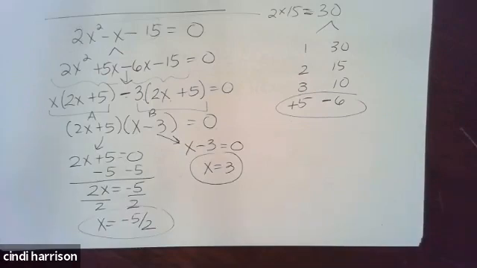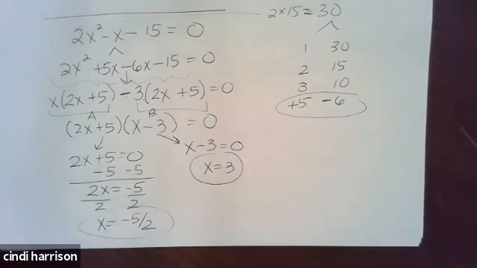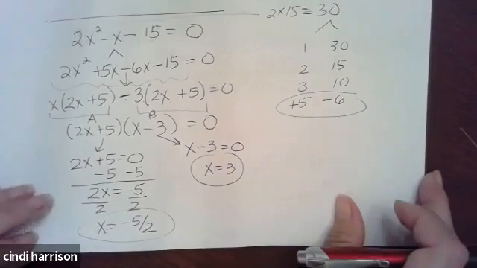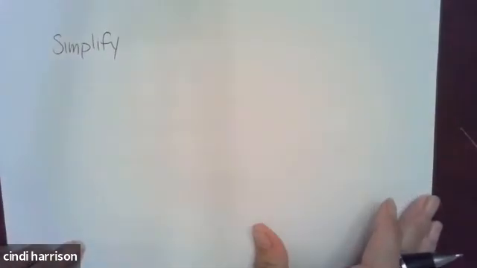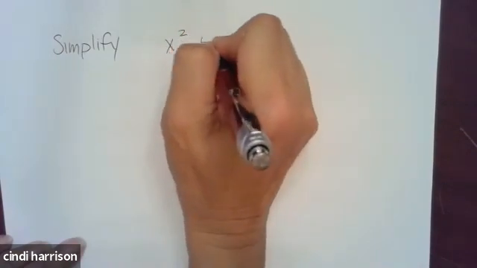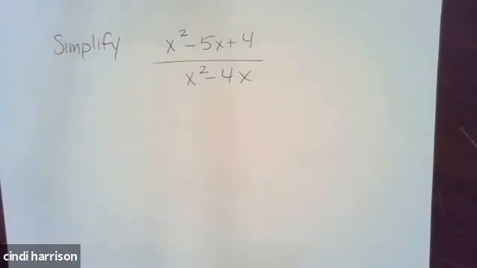All right, so that was the conclusion of the factoring chapter. The next thing we looked at was rational expressions, which is when you have algebraic fractions. So find a good one to start with. So let's simplify x squared minus 5x plus 4 over x squared minus 4x.